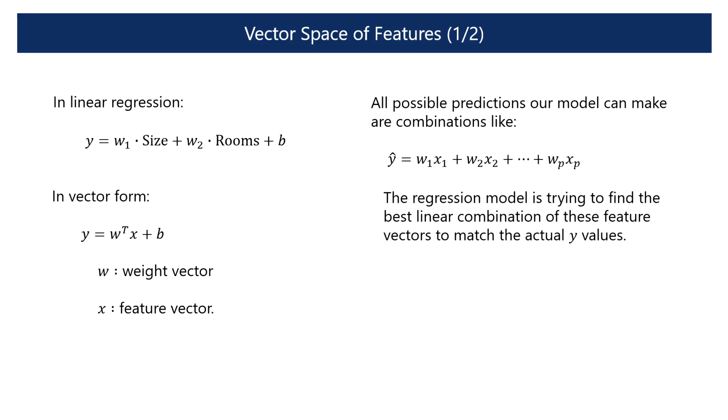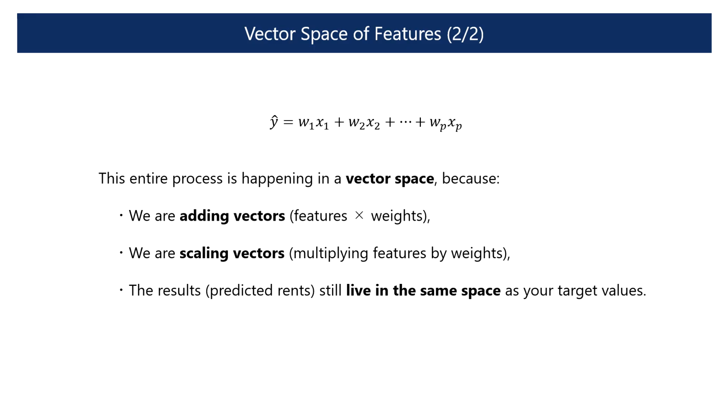All possible predictions our model can make are combinations like this expression. So, our regression model is trying to find the best linear combination of these feature vectors to match the actual y values. This entire process is happening in a vector space because we are adding vectors. We are scaling vectors, and the results still live in the same space as your target values.